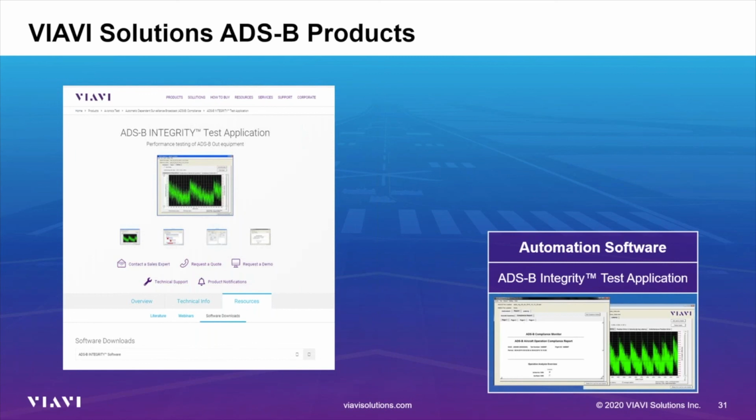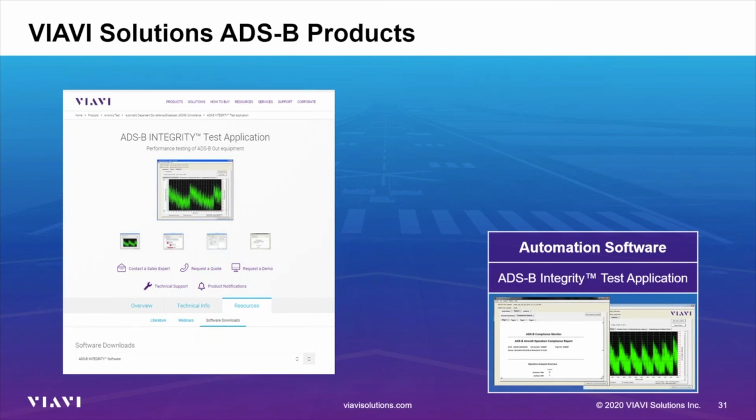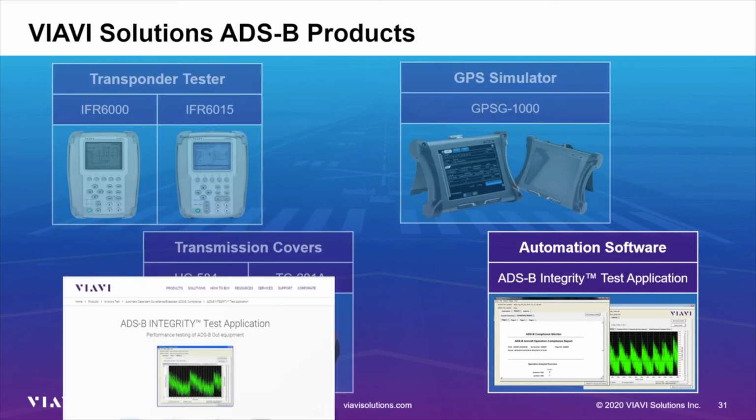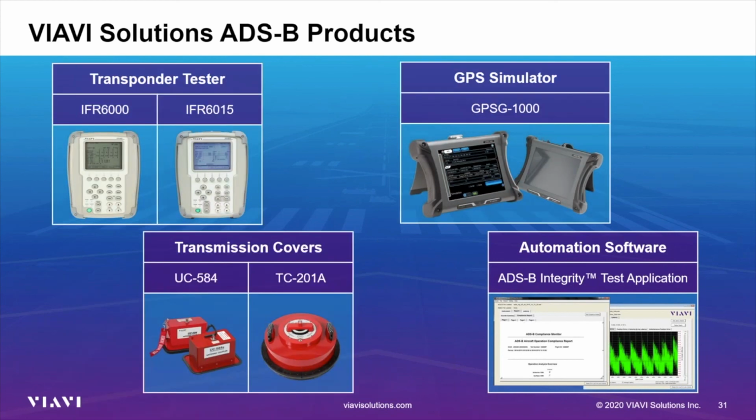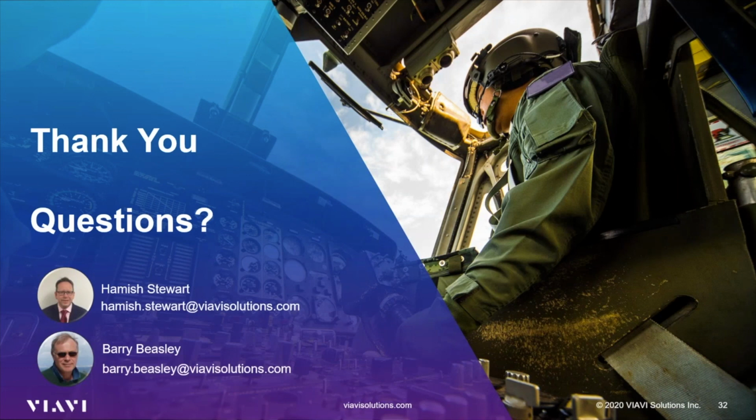We actually have a free software download for this, where you can download a demo version from our website to just get a feel for the types of things that you can test using this in an automated environment. So again, these are the four main products that we have for testing ADS-B compliance to ensure safe, reliable, and efficient operation.